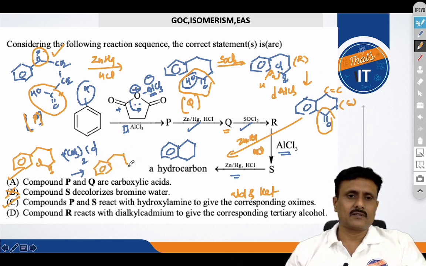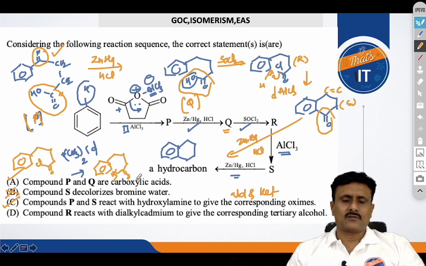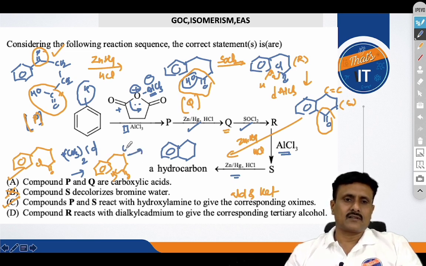You are going to get C double bond to CH3. That means you will be getting what? The ketone. Alright. But when you treat this with excess of dimethyl cadmium, it's like a Grignard reagent. You know that you are going to get the 3-degree alcohol.